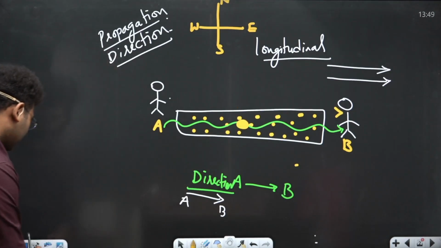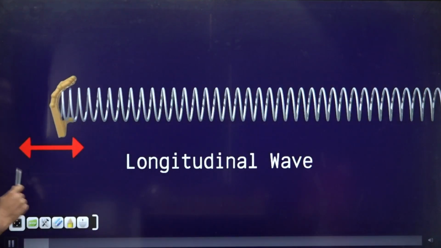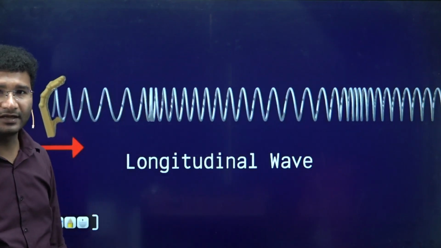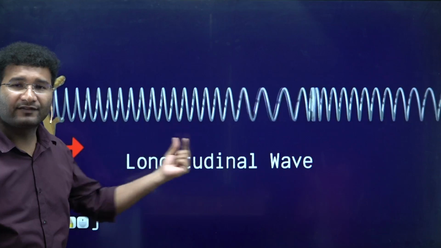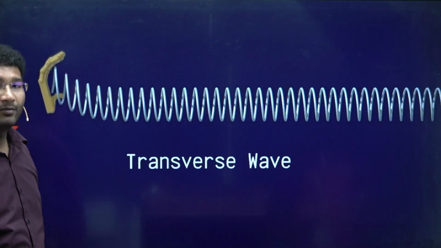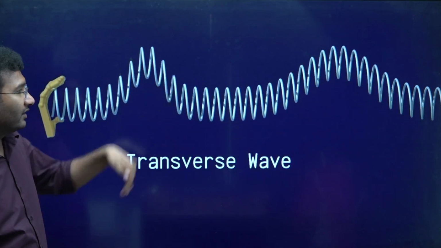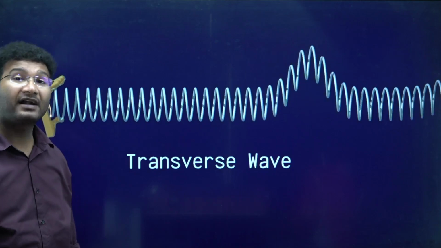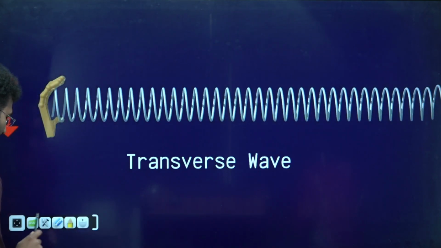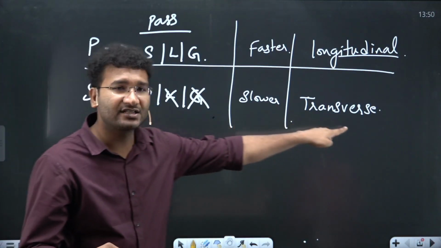Please try to understand. Now let me show you the characteristics of P waves. Imagine a wave is sent from here to here. The propagation of the particles is also in the same direction. This is called a longitudinal wave. But look at a transverse wave. In a transverse wave, while the wave is moving, the particles move perpendicular in nature. Come to the S wave. S wave is a transverse wave, right?